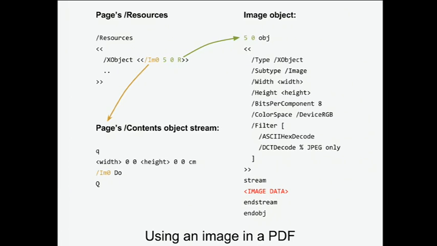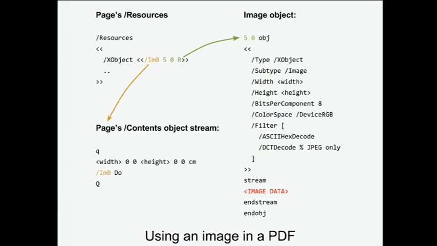In the resource, you declare an object that links a name, the name you want, to a specific object. This object here has the type XObject, a subtype of image, the original dimension of the image, and here the image data. So basically, if you include an image in your PDF, it becomes a totally independent object from the content of the page. In the page content, it has to be referenced like this.